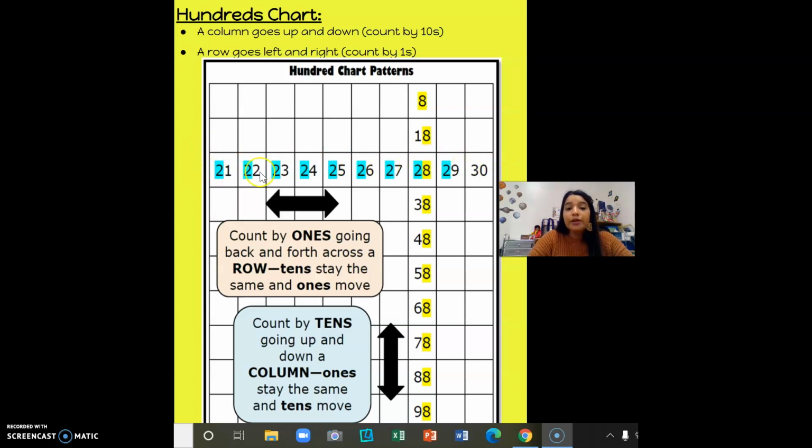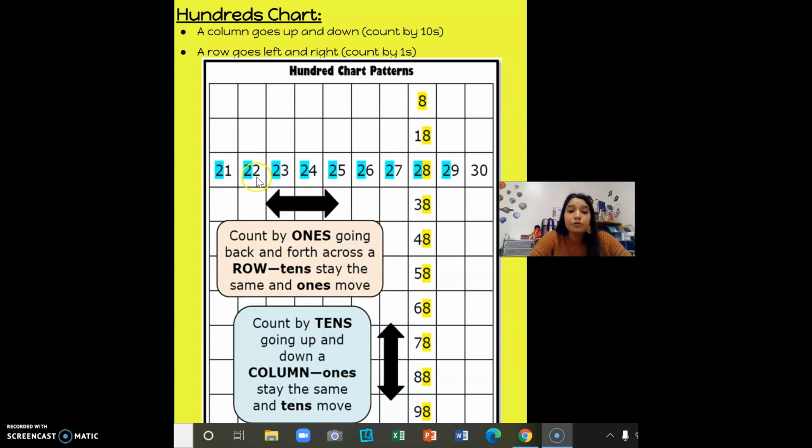So these right here, highlighted in blue, this shows our row. We go back and forth, left to right. This is our row. And in a row, the tens place stays the same and the ones place moves. So let's go ahead and look at our numbers. So right here, 21. If we want one more of 21, we're going to go forward 1. And now we have 22. And see how our tens place didn't move? We still have 2 tens, but now we have 2 ones.